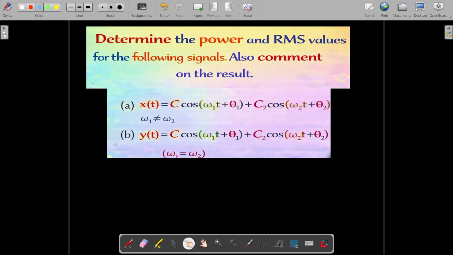So in this video we are going to see one more question based on the power calculation and RMS values. Here we have two problems. The first problem is on calculating the power and RMS value for the given condition omega 1 is not equal to omega 2. The second problem is the same as the first one, x of t, but the condition is omega 1 is equal to omega 2. Under these two conditions, what is the power and RMS, and what comment can we draw from these two problems? Okay, so let us start with problem number 1.